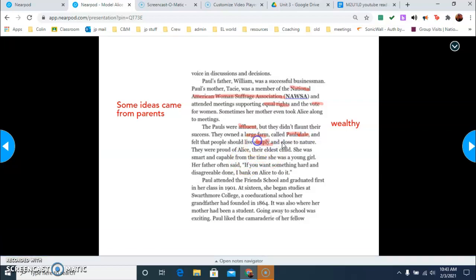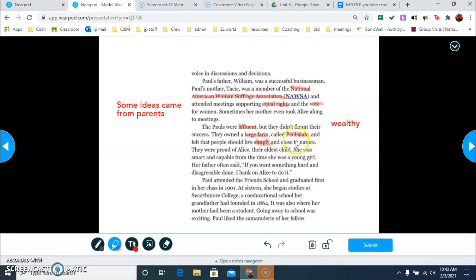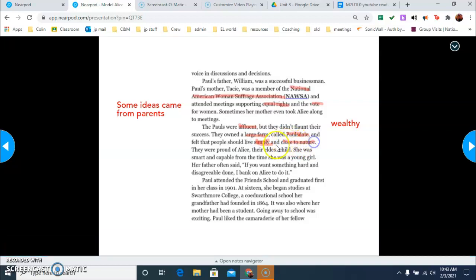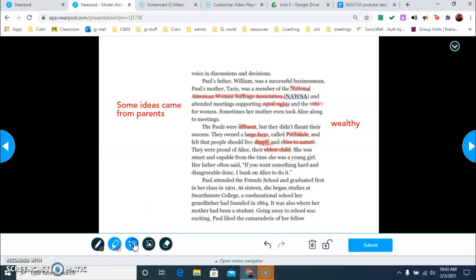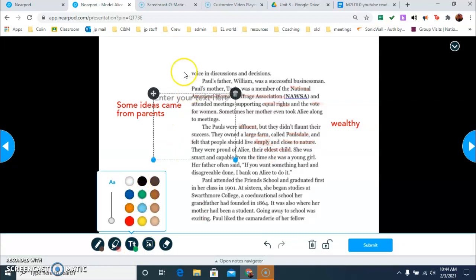They were proud of their eldest child, Alice Paul. I wonder if that affected her. How many of you are the eldest? Does it affect the way you see things if you're the oldest? Does it have an effect on your personality?